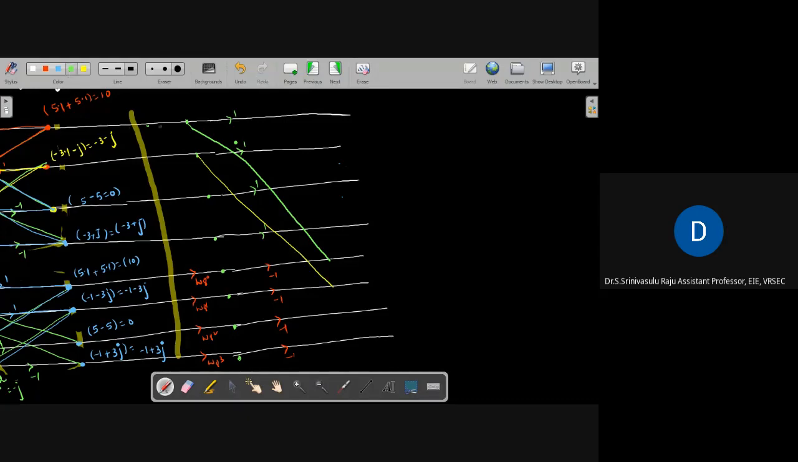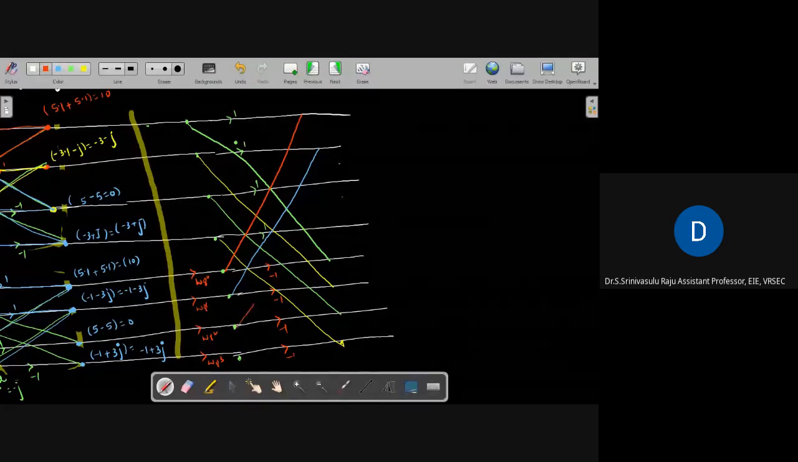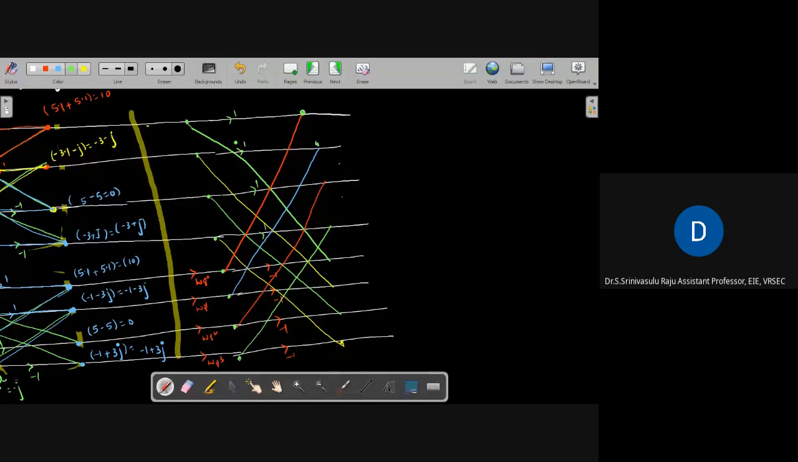And third even should connect with the third odd like this, and fourth even should connect with the fourth odd. Similarly, first odd will connect with the first even, and second odd will connect with the second even. And third odd will connect with the third even, and fourth odd will connect with the fourth even. So these are the points that will give the final DFT.